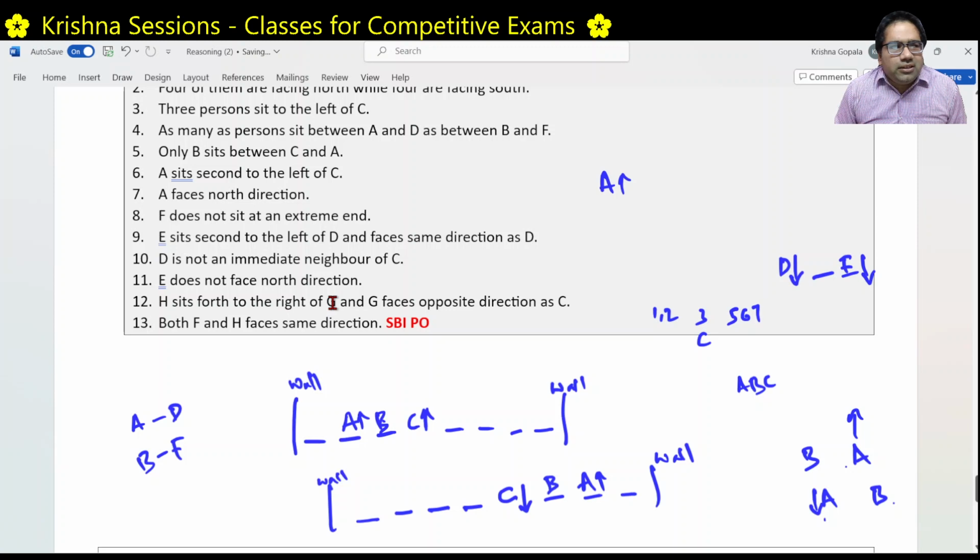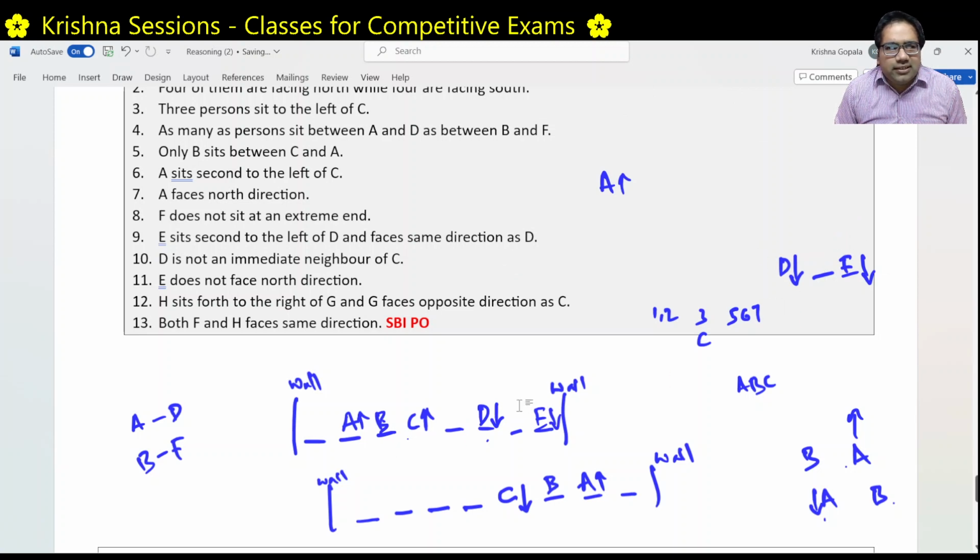Now, D is not an immediate neighbor of C. That means D cannot sit here. In this structure, D cannot sit here because this is already taken by B. Here D cannot sit because it is next to C. Here it cannot sit because E will be outside. Right. The only option in this structure is D here and E here, because D and E have to be like this only.